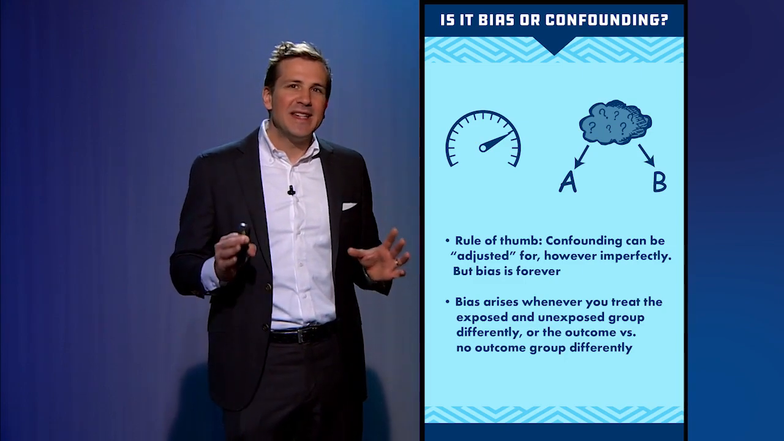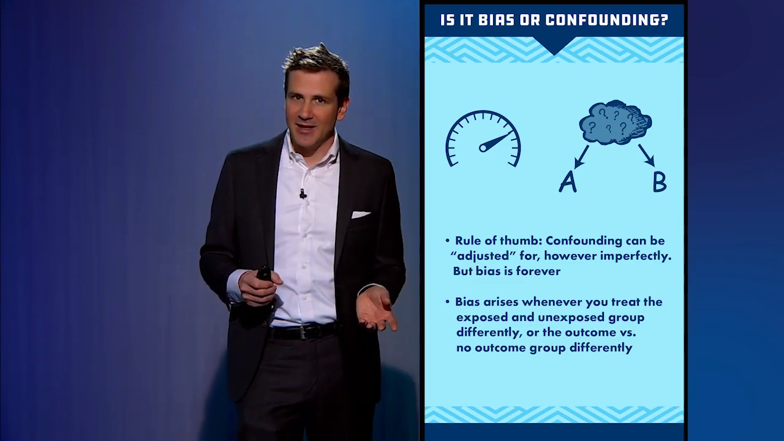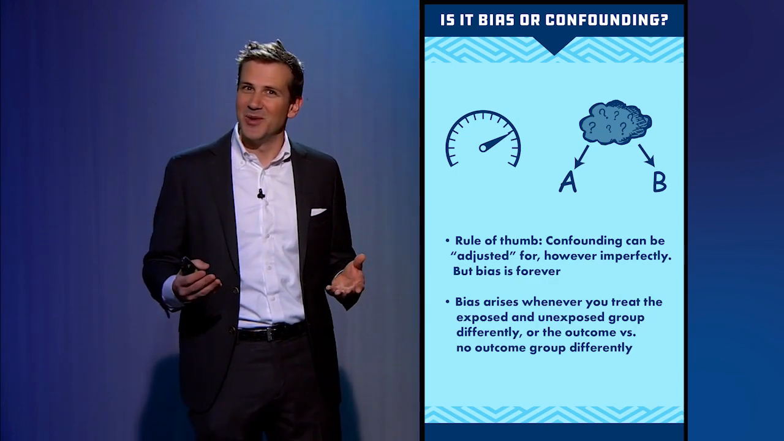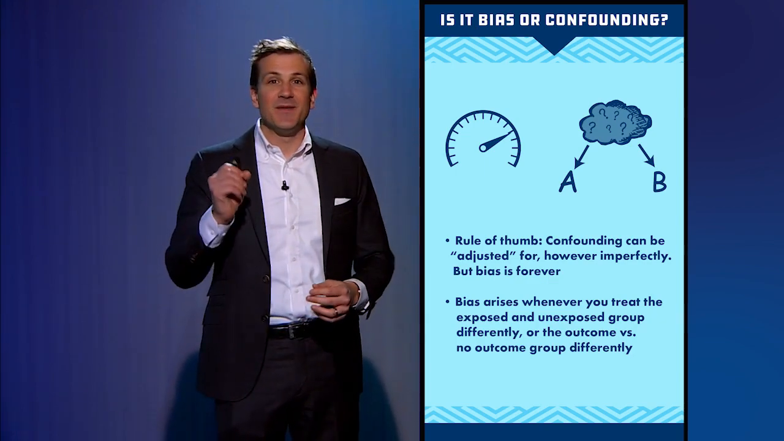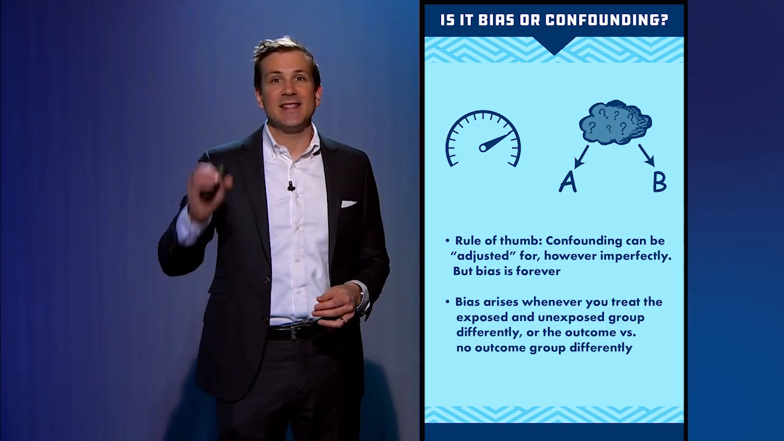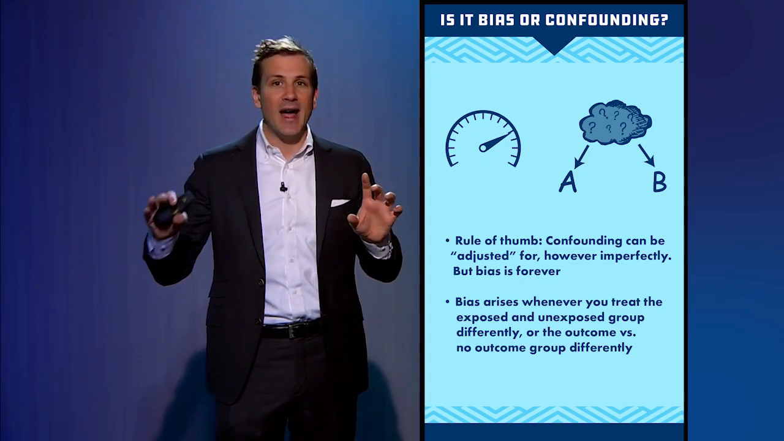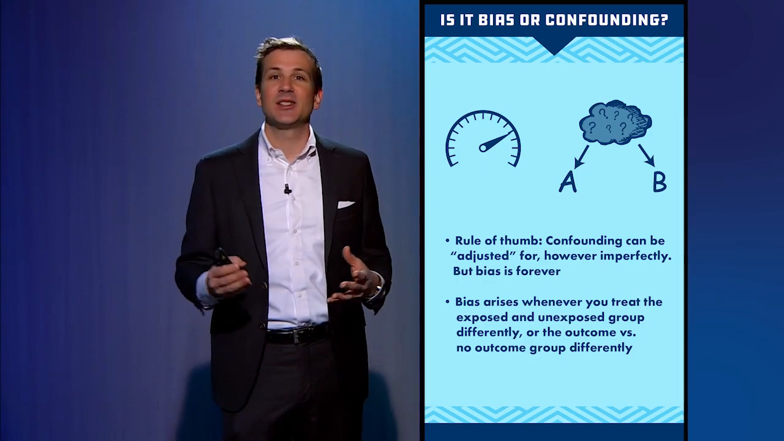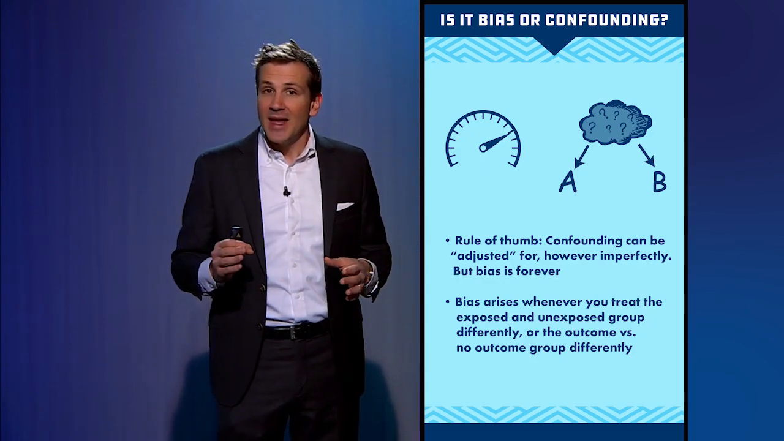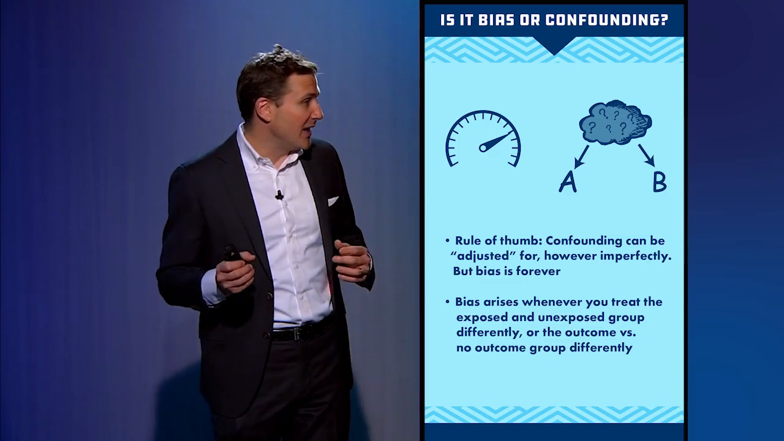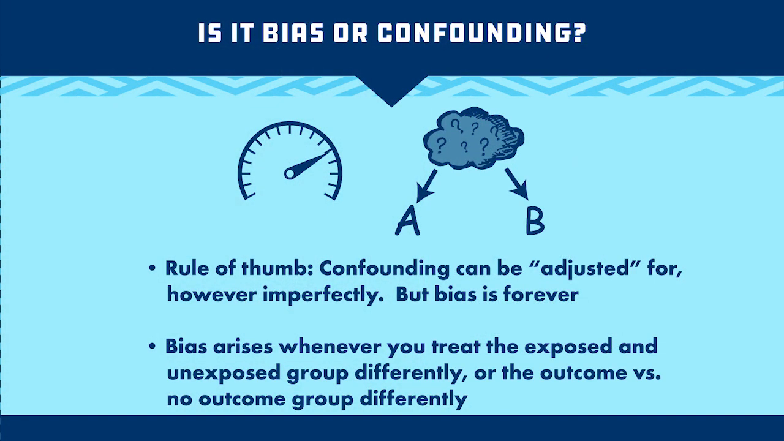So before we delve too deep into this, we need to understand the difference between bias and confounding. This often confuses people. Remember, confounding has a very specific definition. A confounder is a variable, a third thing, that is linked to both the exposure and outcome, and as such induces a spurious connection between them. And we can do a lot with confounders. We can adjust for confounders like we talked about in the prior lecture. Bias is a bit more insidious than that. The rule of thumb is that confounding can be adjusted for, however imperfectly, assuming you measure the confounder, but bias is forever. It is part of the design of the study.